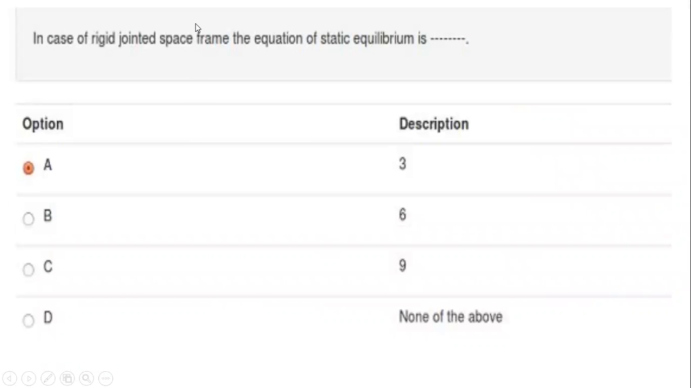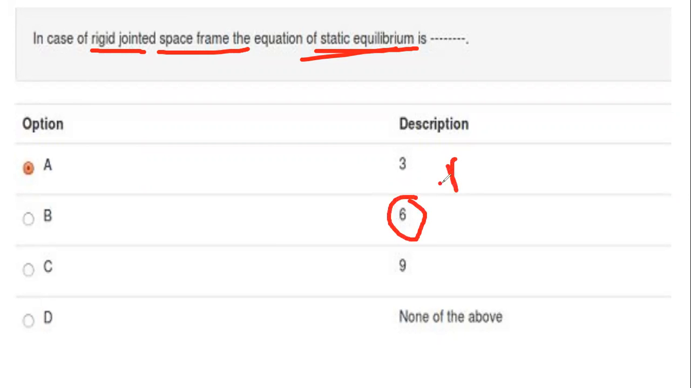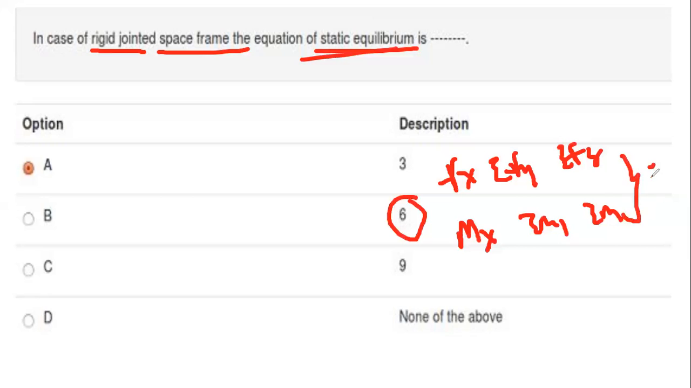Next MCQ: in case of a rigid jointed space frame, the equations of static equilibrium are, in case of the space frame or space structure, the available equations are 6. That will be summation Fx equal to 0, summation Fy, summation Fz equal to 0, and summation of moment Mx, summation My, summation Mz equal to 0. So the number of equations is 6.